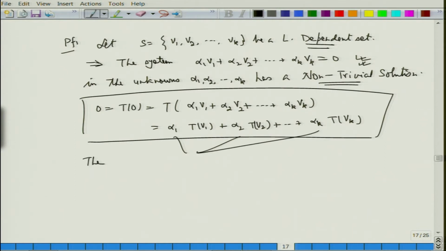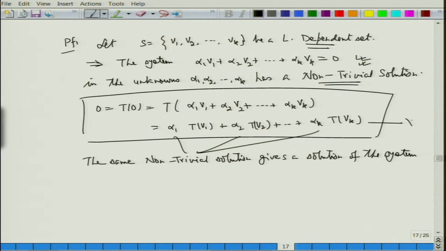The same non-trivial solution gives a solution of the system star, all right. Hence, T of V1 till T of Vk is linearly dependent.